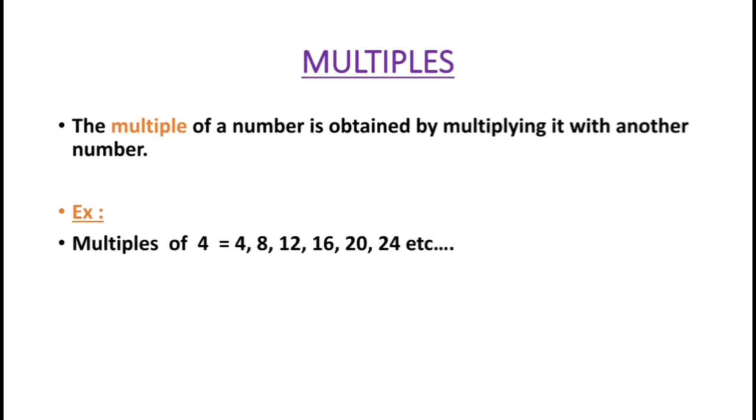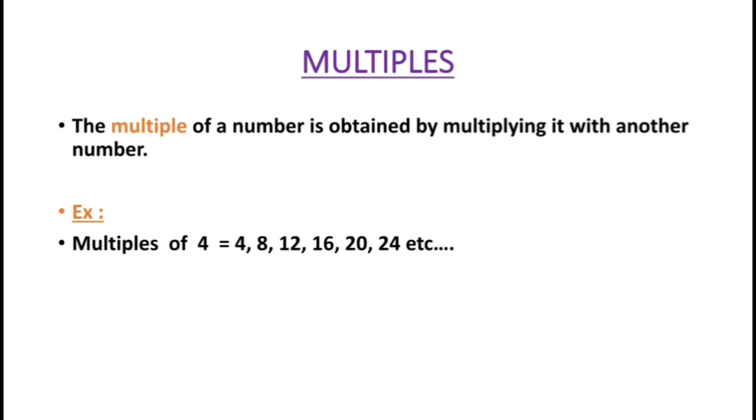The example 4. 4 ones are 4. 4 twos are 8. 4 threes are 12. 4 fours are 16. 4 fives are 20. 4 sixes are 24. 4 sevens are 28. 4 eights are 32. 4 nines are 36. 4 tens are 40.